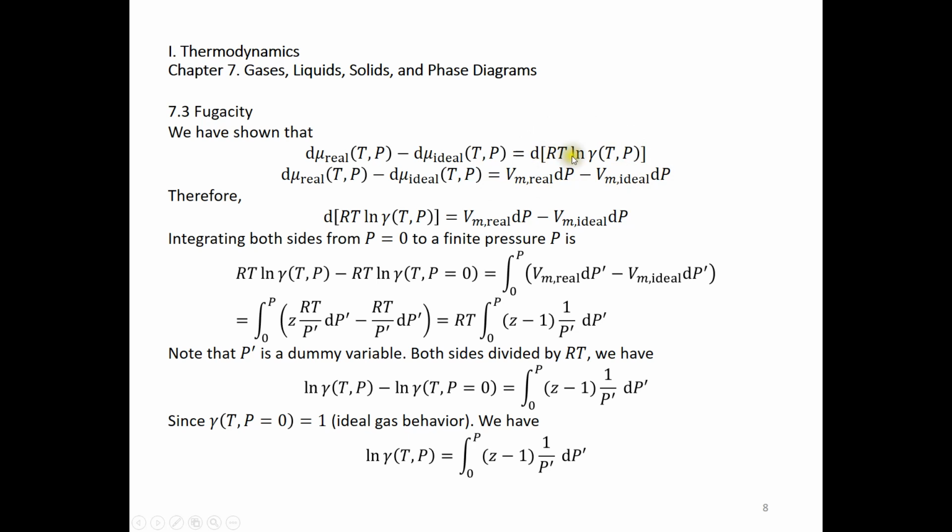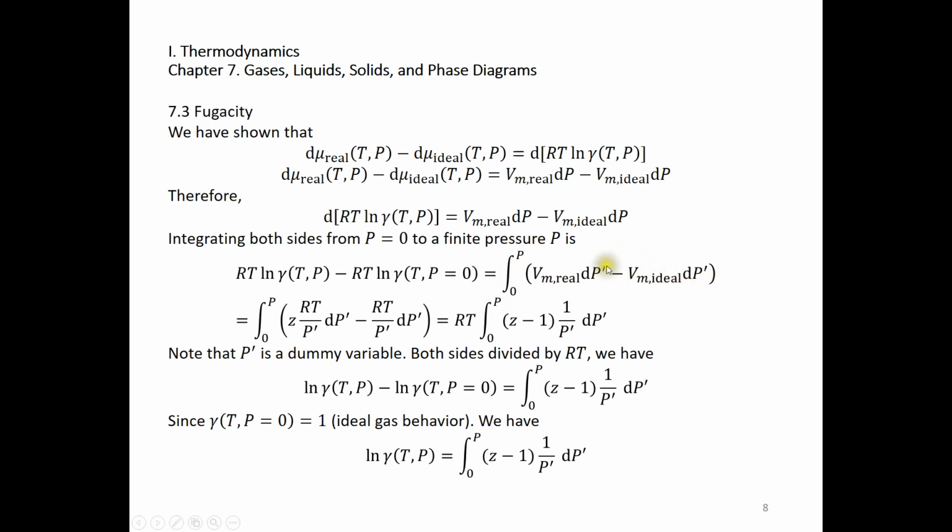Now we have the right hand side of the first equation equals the right hand side of the second equation. Now we can integrate both sides from p equals 0 to a finite pressure p. And over here we have RT times the natural logarithm of gamma at pressure p, and over here, this is gamma at pressure 0. And over here, on the right-hand side, we just need to integrate this Vm real dp minus Vm ideal dp.